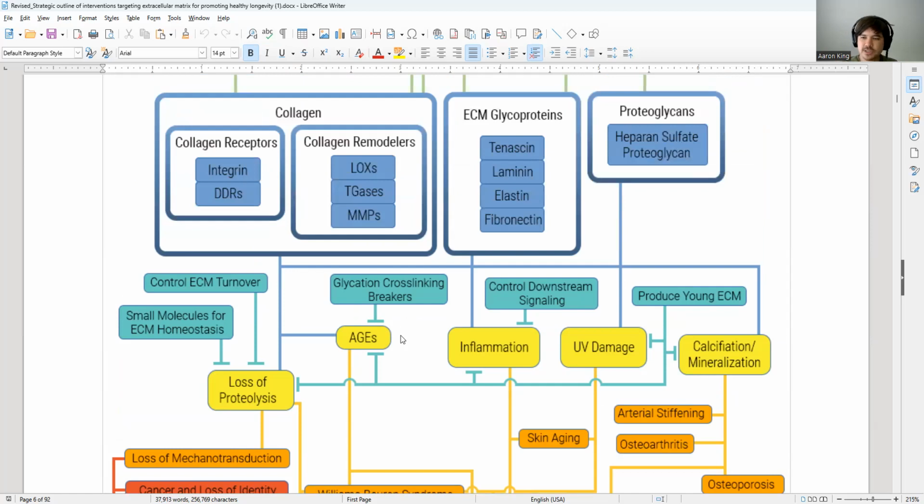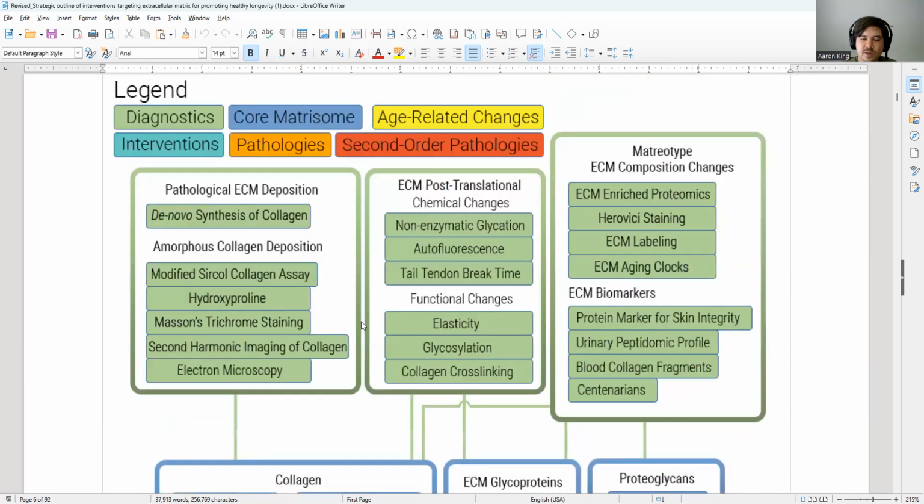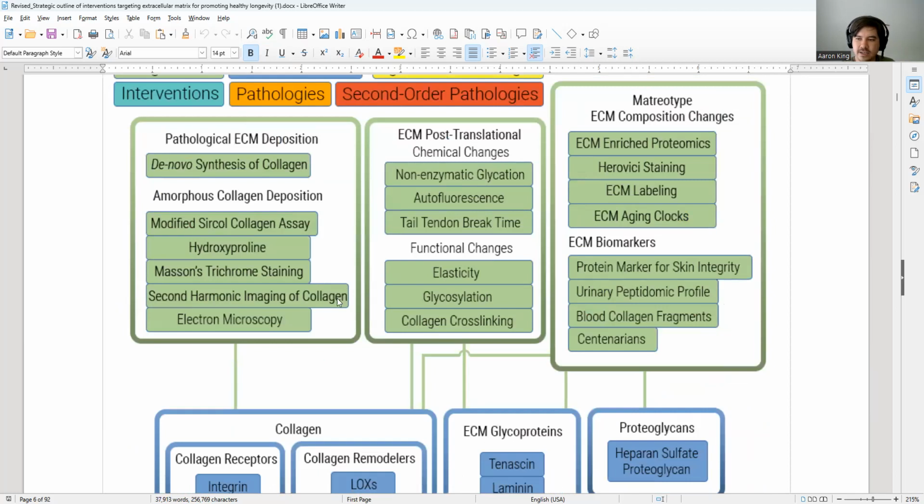So the question is, what can we do to intervene with these things? Some ideas that have come up are these teal sections here: small molecules for ECM homeostasis, controlling ECM turnover, glycation cross-linking breakers, controlling downstream signaling, and producing young ECM. These are ideas of how to mitigate or slow down the various conditions that lead to pathologies that are a result of ECM destruction. So that's the thing in a nutshell.